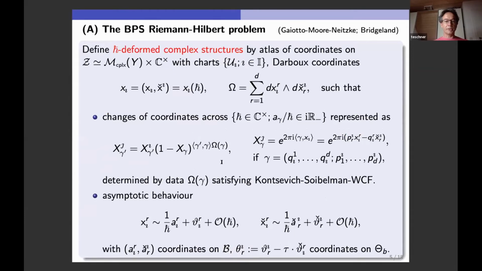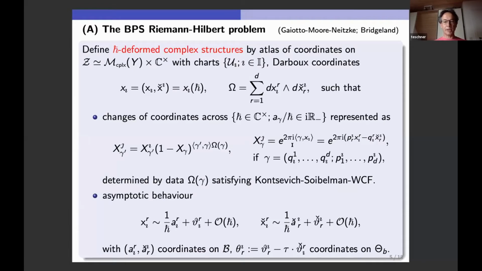Good, then the most important thing is, of course, to describe the changes of coordinates from patch to patch. And the claim is that this is going to be given by quite familiar formulae from the work of Gaiotto, Moore, and Neitzke, namely, this is represented by cluster-like coordinate transformations. So we have a rather simple rational form.